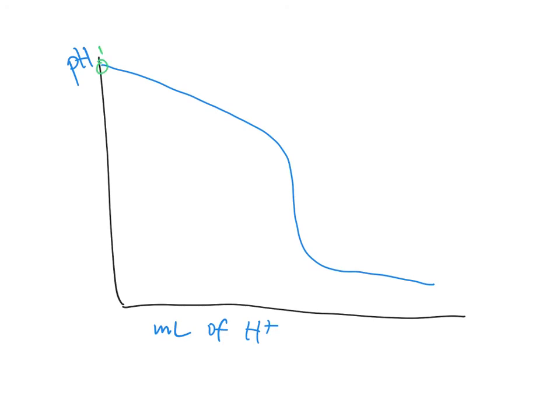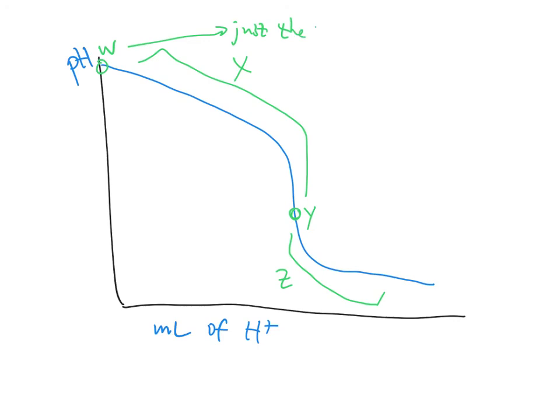So again, if we look at the 4 points we sort of have here, we'll call this W. We'll call this sort of region X. We'll call the equivalence point Y. In this region, we'll call Z. So at W, we have just the weak base. So the main thing floating around in water there is just the weak base itself. So that predominates.